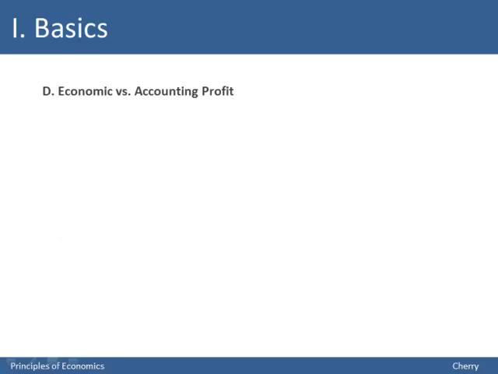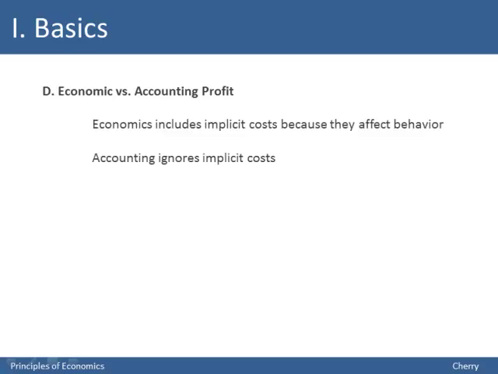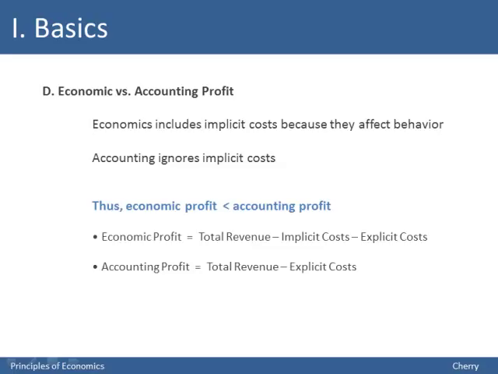So let's explicitly compare economic and accounting profit. So we've alluded to this before. Accounting ignores implicit cost. It looks at just those things that you get a receipt for or is on your books. Economics includes all those costs, but also includes the implicit costs because they affect decisions and affect behavior, and we're interested in those issues. So what we end up with is economic profit is always going to be less than accounting profit. And that's because economic profit adds an additional cost.